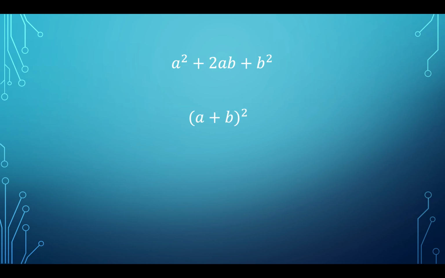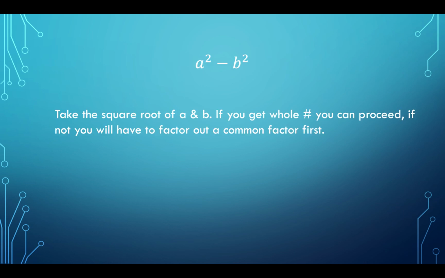So we have a squared plus 2ab plus b squared. When we factor it, our factored form, our answer, is going to look like a plus b squared. You're basically multiplying the problem by itself. And then we also have a squared minus 2ab plus b squared. When we factor it, our factored form is going to look like a minus b squared. Essentially, what are we doing? Multiplying the problem by itself.